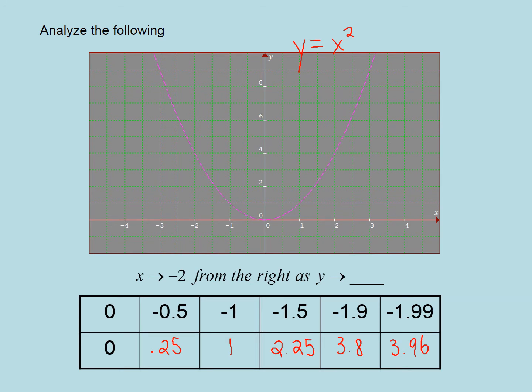So if we wanted to analyze what the y value is approaching, as x gets closer and closer to -2 from the right, the y values seem to be approaching, looks like 4. That would be my guess at this moment. And if we looked up at the graph, as x approaches -2 from the right, we're looking at what the y values are approaching. And it does appear that it is approaching 4.